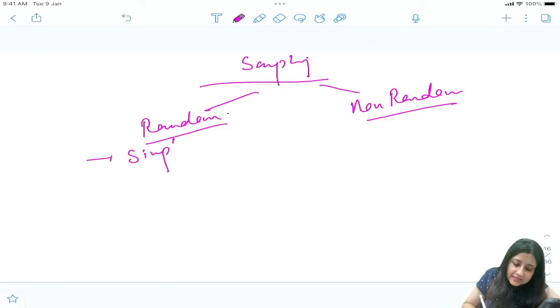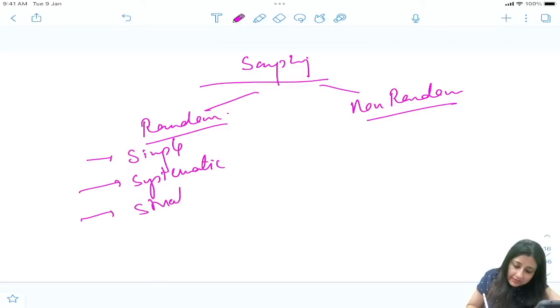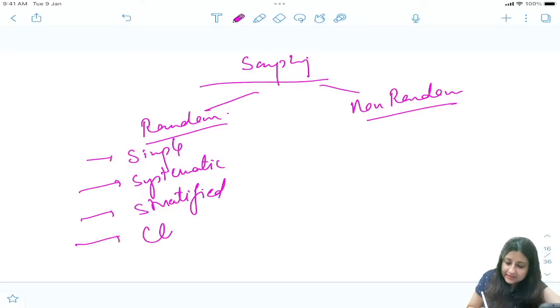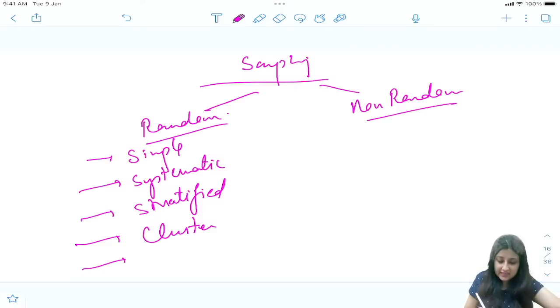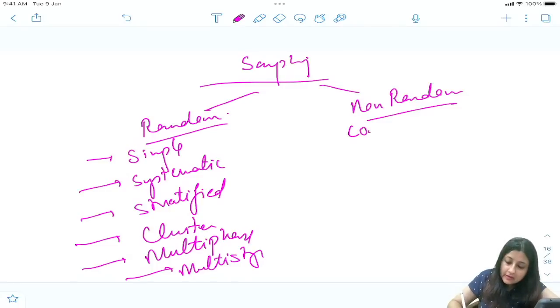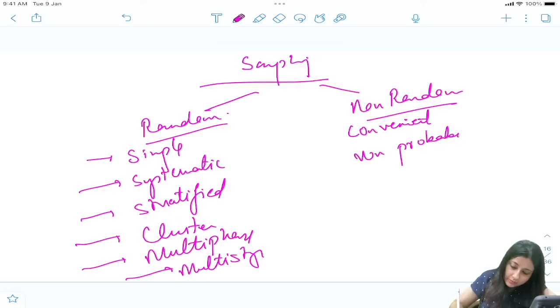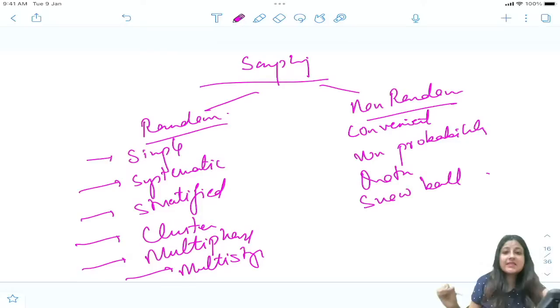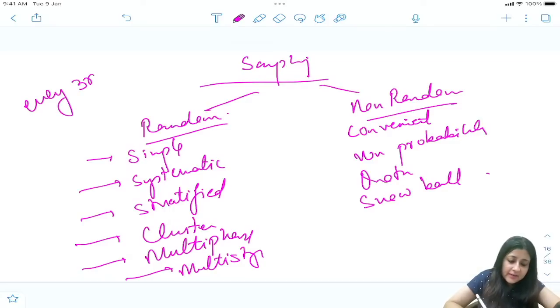Random mein you will remember simple random, systematic random, stratified random, cluster. There is also multi-phase and multi-stage, not that important, but still naam yaad rakho. Non-random mein convenient sample, non-probability sampling, quota sampling and snowball. Okay, remember these words.